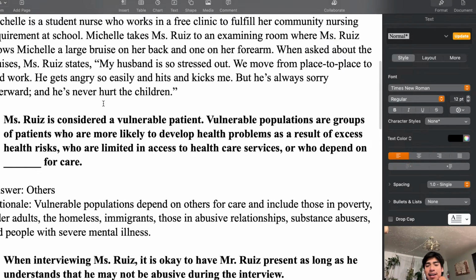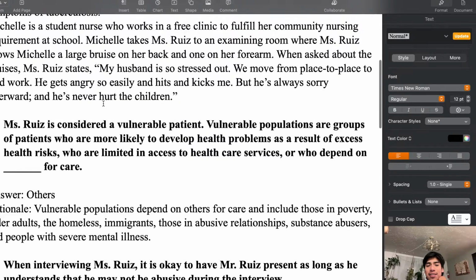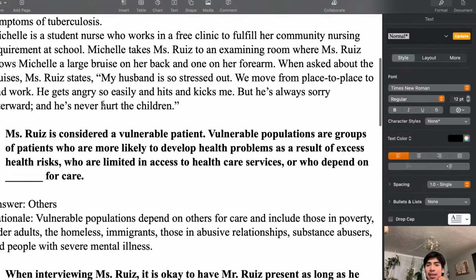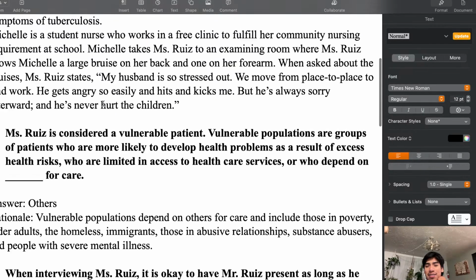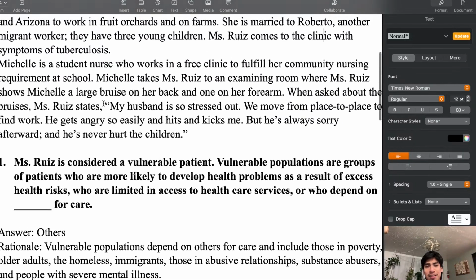All right. When interviewing Mrs. Ruiz, is it okay to have Mr. Ruiz present as long as he understands that he may not be abusive? Oh, right. So this was the case study where Mr. Ruiz is abusive. So let's just read over this.